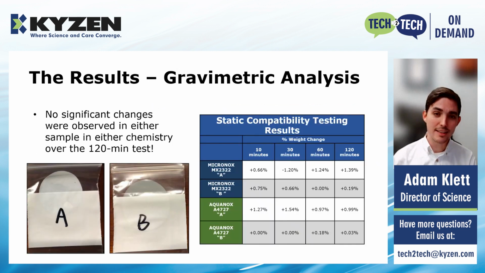So let's look at the data. In this particular case, the gravimetric analysis, or the masses of the samples, showed very little change over the course of the time period tested. The table on the bottom right shows the two materials that were tested: the Micronox MX2322 and the Aquinox A4727 were the products being evaluated. The different columns represent the different amounts of time that the samples were submersed. In this case, we tested times between 10 minutes and 120 minutes.